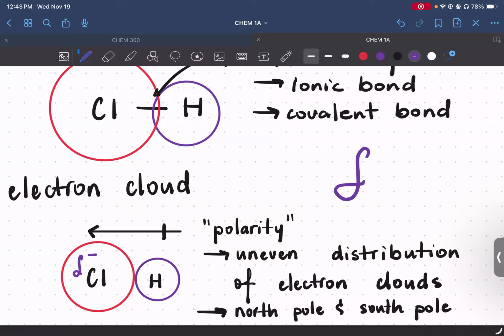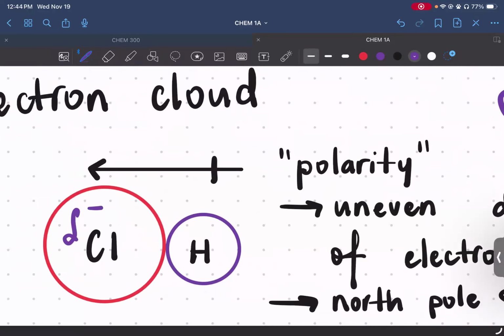I've drawn a really weird looking symbol. This is the lowercase Greek letter for delta. It looks kind of like a squiggly S with a loop at the end. This Greek letter literally means slightly. So when reading this drawing, we are saying that the chlorine is slightly negative. Now, that word slightly is really important.